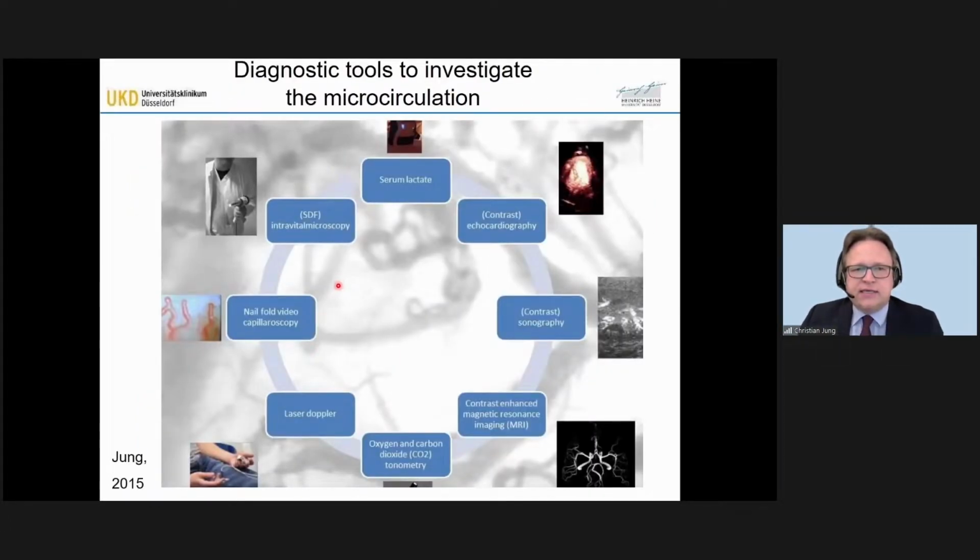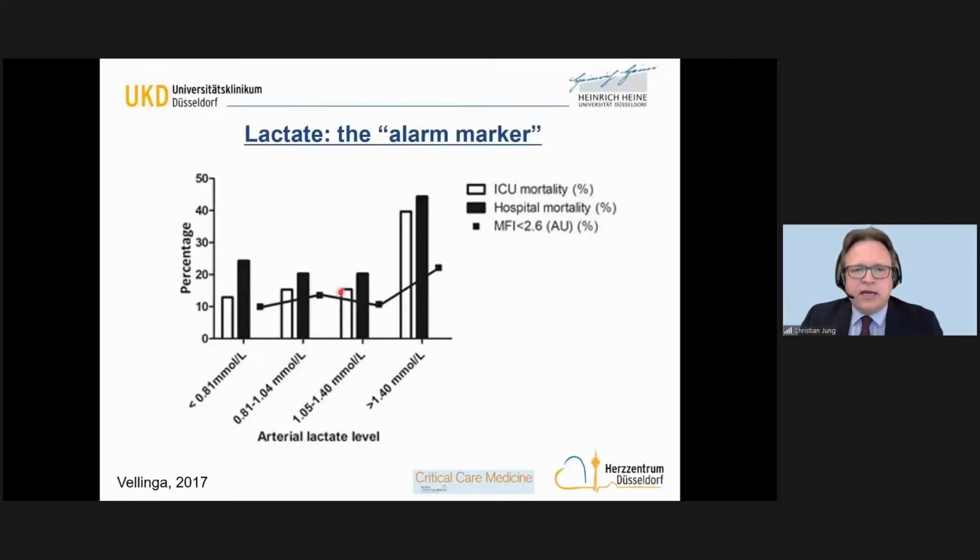How to assess the microcirculation? In this review, the diagnostic tools to investigate the microcirculation have been summarized, but in this 7-minute talk I will only focus on serum lactate and intravital microscopy at the bedside. As you all know, lactate is the alarm marker, and in this large cohort of critically ill patients, already increased lactate levels above 1.4 indicate an increased ICU and hospital mortality.